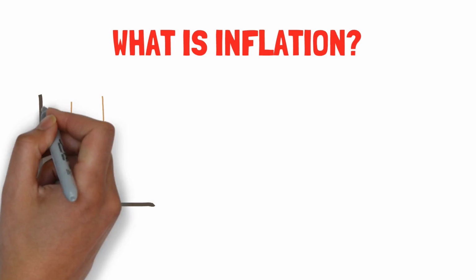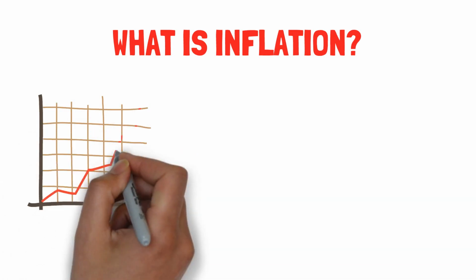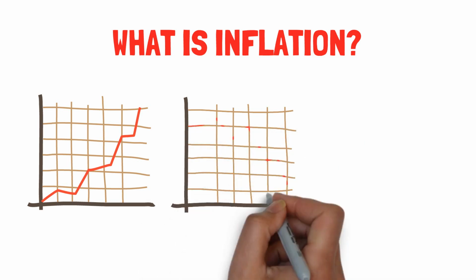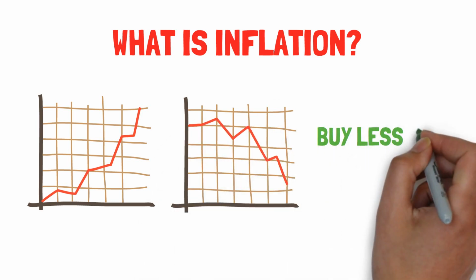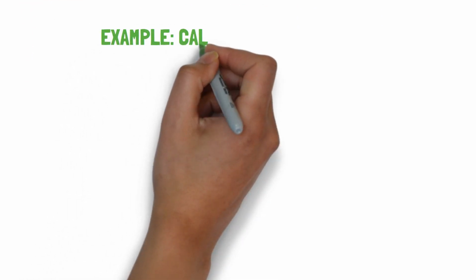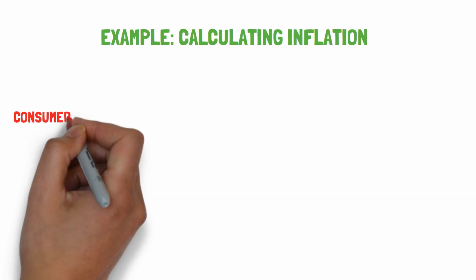First of all, what exactly is inflation, and how is it calculated? Inflation refers to the general increase in prices of goods and services over time. When inflation occurs, the purchasing power of a unit of currency decreases, meaning that you can buy less with the same amount of money. Let's use a hypothetical example to calculate the inflation rate based on the Consumer Price Index, CPI.